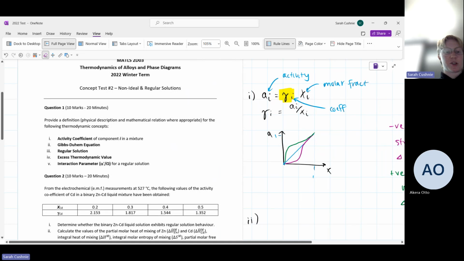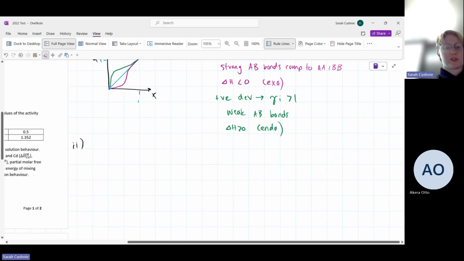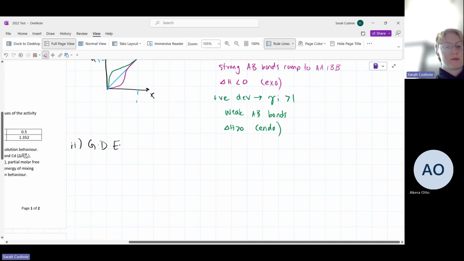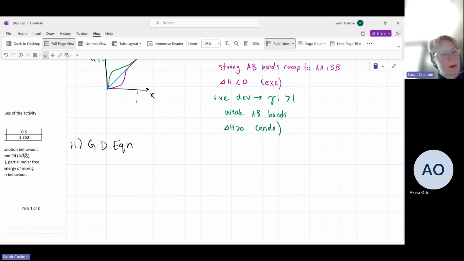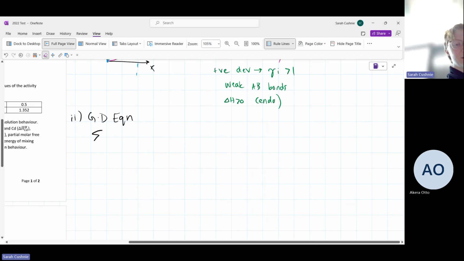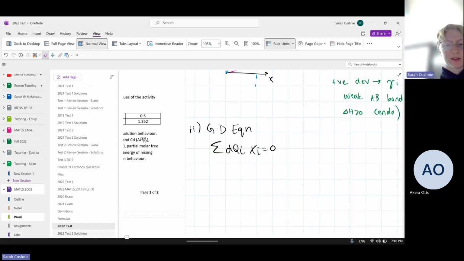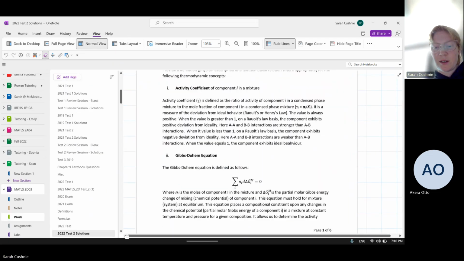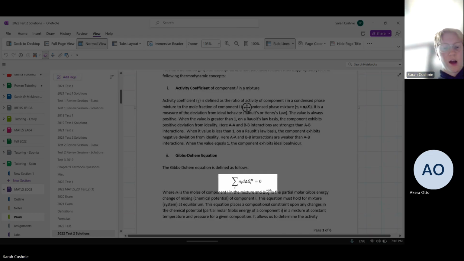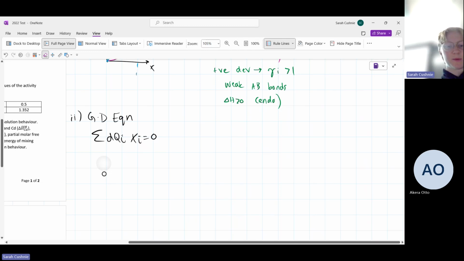Okay, the second thing I wanted us to talk about is the Gibbs-Duhem equation. The Gibbs-Duhem equation is the sum of Qi xi is equal to 0, or at least that's what I wrote. Let's see what the solution actually said. Yeah, so that's what I wrote down. You can also describe it in terms of the moles and the Gibbs free energy. Either of these are appropriate.